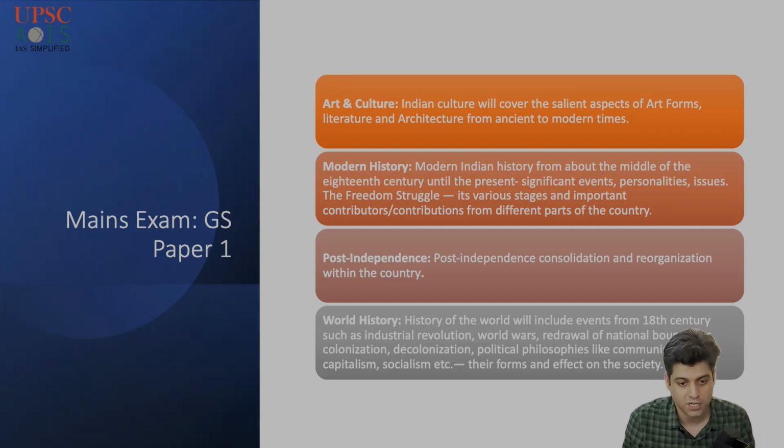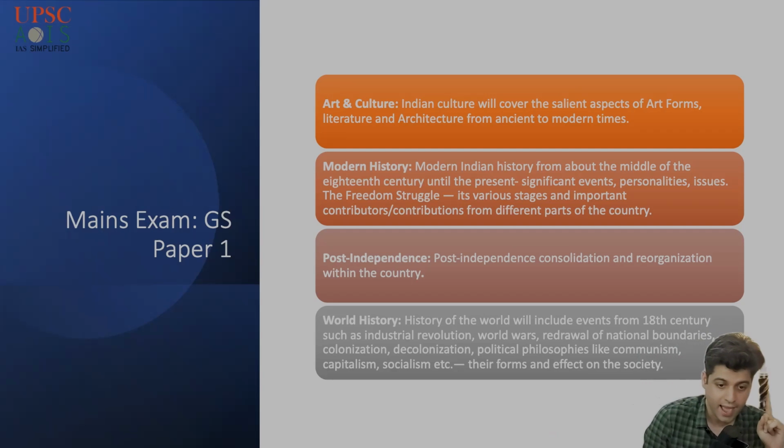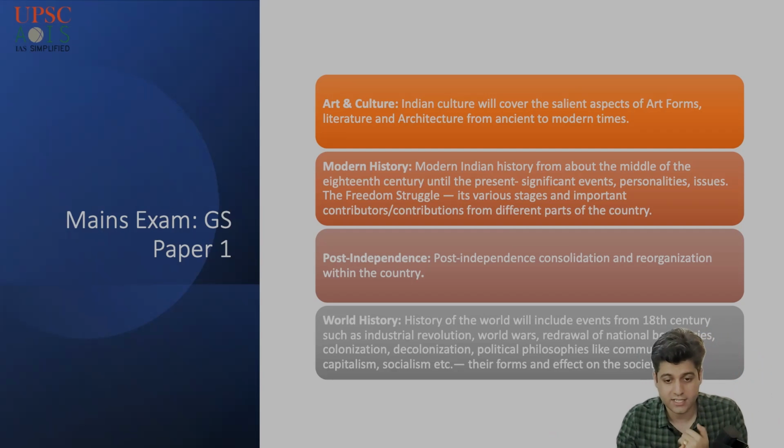Fourth is the world history. History of the world will include events from 18th century, such as Industrial Revolution, World Wars, redrawal of national boundaries, and colonization, decolonization, political philosophies like communism, capitalism, socialism, etc., their forms and effect on society. Okay, so this is what we will look into, which is the syllabus for mains exam GS paper 1, Indian heritage and history part.